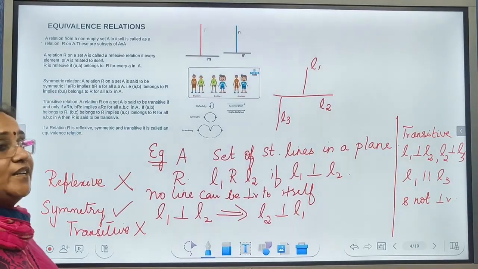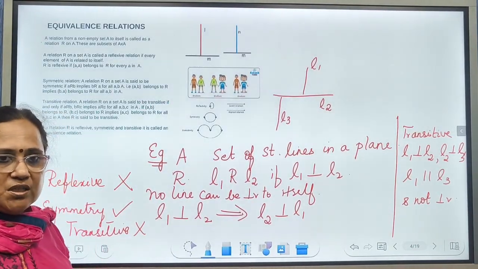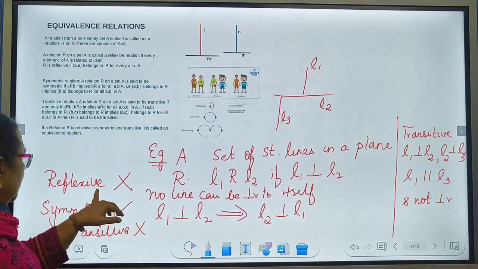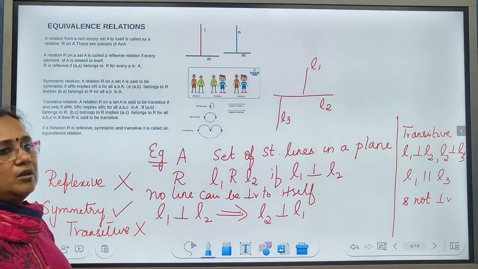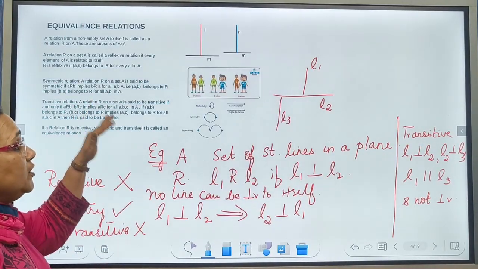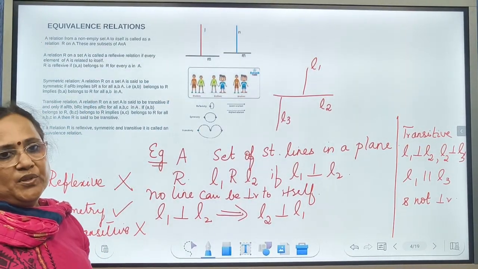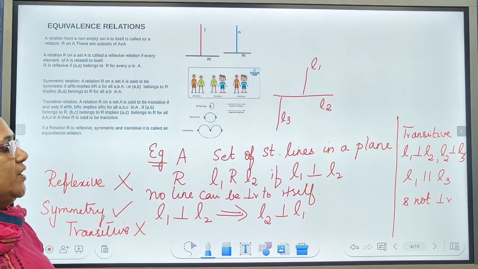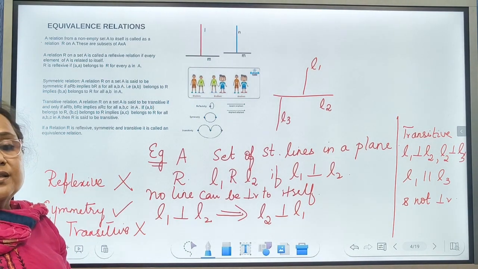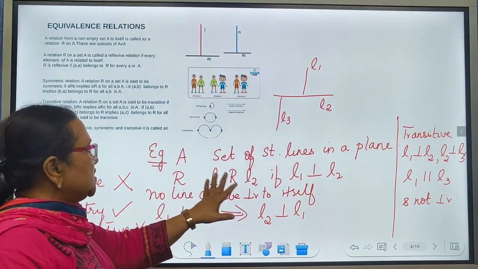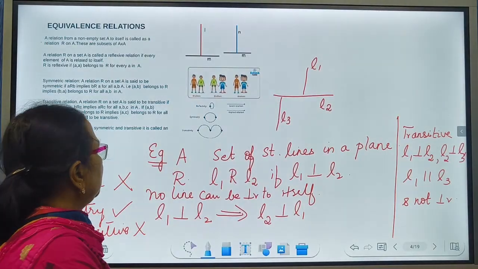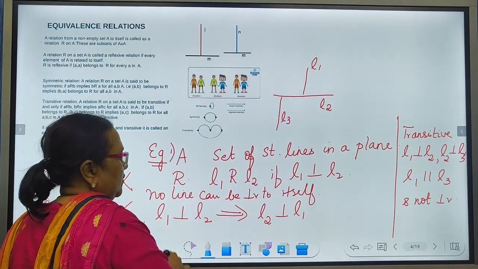So this relationship of perpendicularity is not reflexive, it is symmetric but not transitive. If all the three conditions are met, then we say such a relation is an equivalence relation. Suppose you consider the set of all straight lines in a plane. So this is example 1.